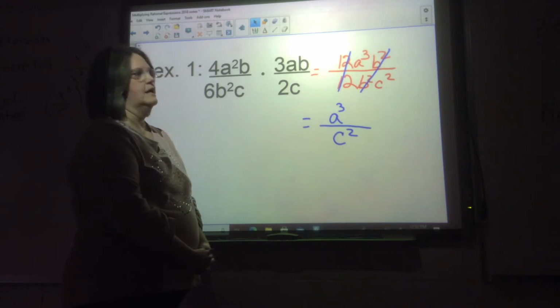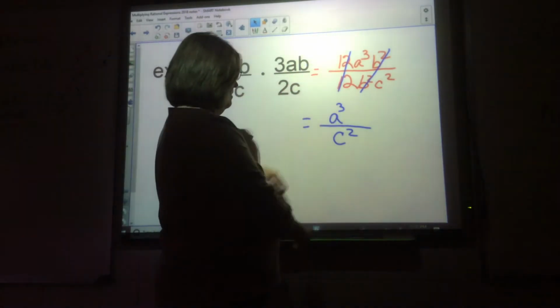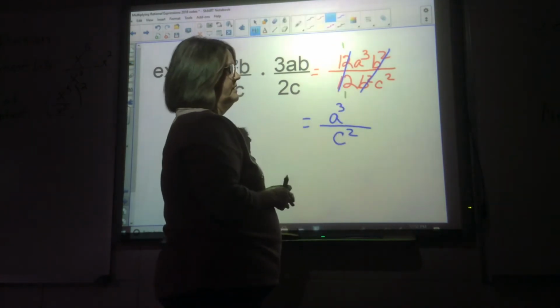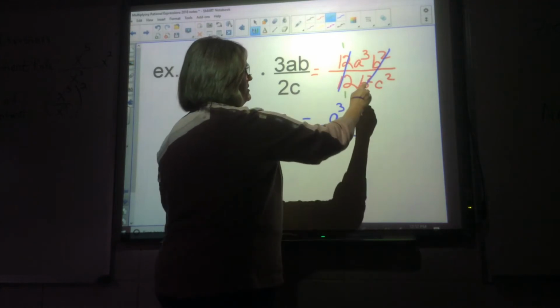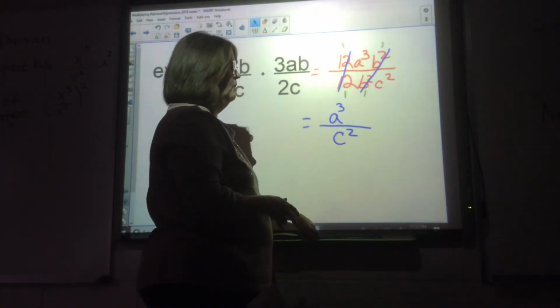And then simplify what you can out. So the 12s cancel out or go away or simplify out, however you want to look at that. There's one there. Same thing with the b squared. They totally go away. And the only thing you have left is a cubed over c squared.